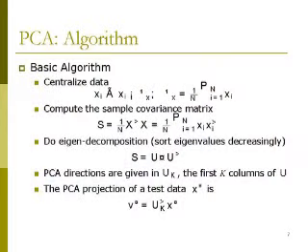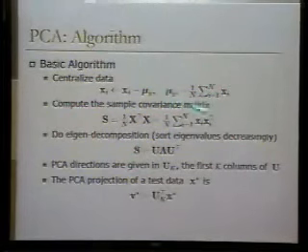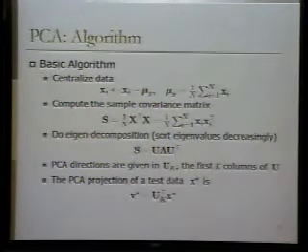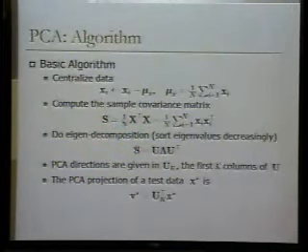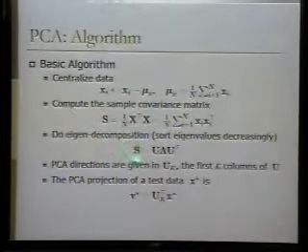So this is the basic algorithm for PCA. We first calculate the mean of the data points, and we centralize the data by subtracting the mean from each data point. Then we compute the sample covariance matrix S, which is basically X transpose X divided by n. If the data is sampled, we get this big sum here. Then we do eigendecomposition for this sample covariance matrix S.